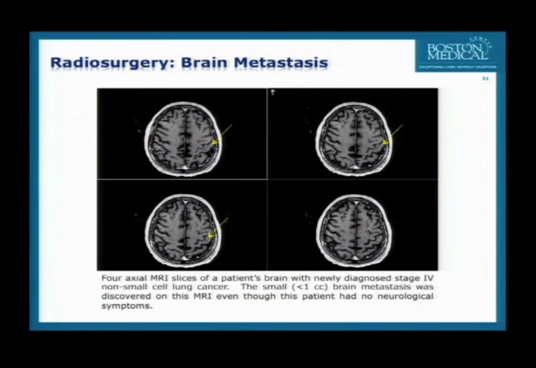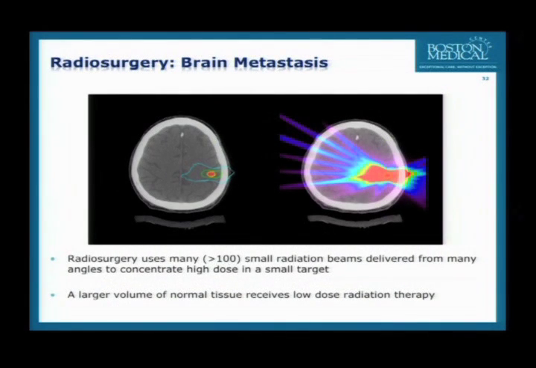We give them what's called radiosurgery. So we give a very high dose right to that spot. We can use their skull as a way of tracking and relating the external geometry to the internal location of that tumor, and we give that 21 gray.